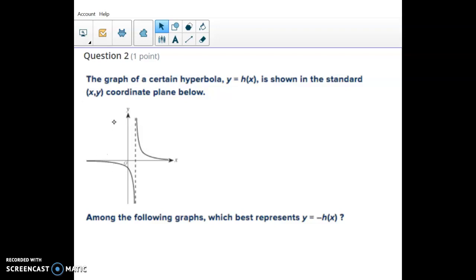To help with the set of ACT homework questions. And this one we have a graph here. h of x is this graph right here. And then we want to know what would happen if we slapped a negative in front of it.